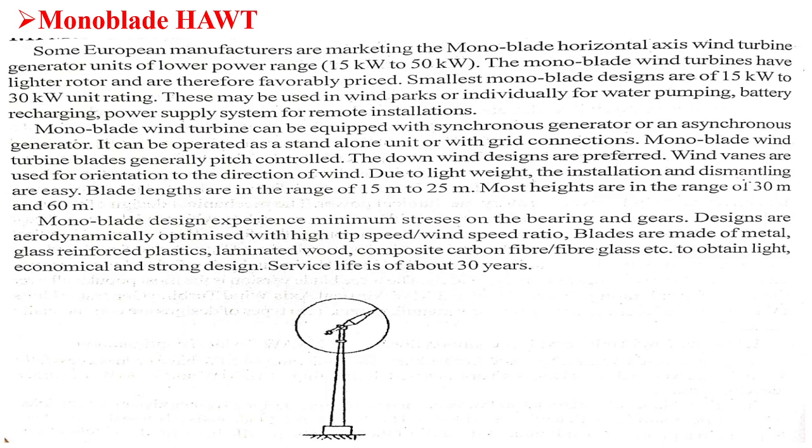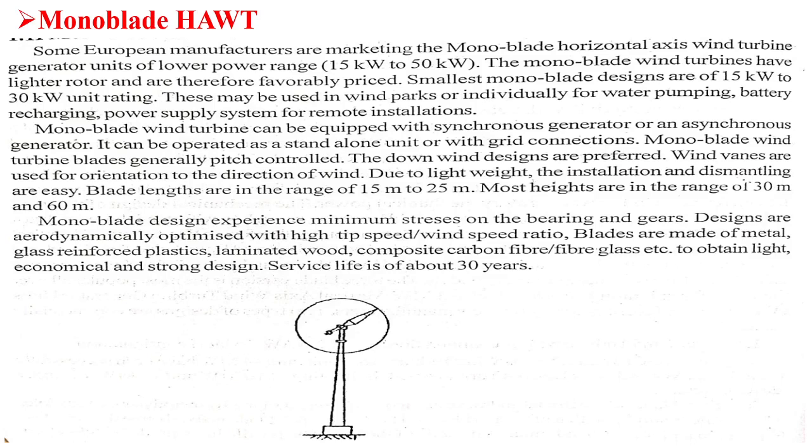Monoblade wind turbine blades generally have pitch control. The downwind design is preferred. Wind vanes are used for orientation to the direction of wind. Due to light weight, the installation and dismantling are easy. Blade lengths are in the range of 15 meter to 25 meter. Mast heights are in the range of 30 meter to 60 meter.